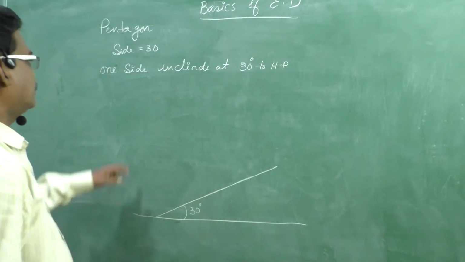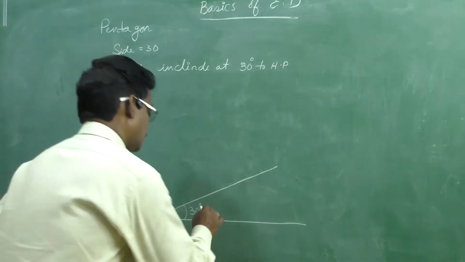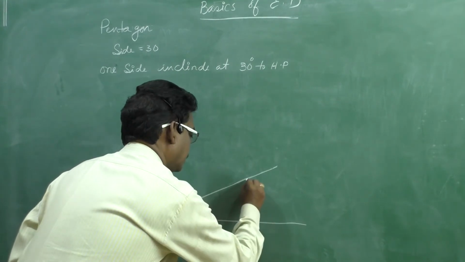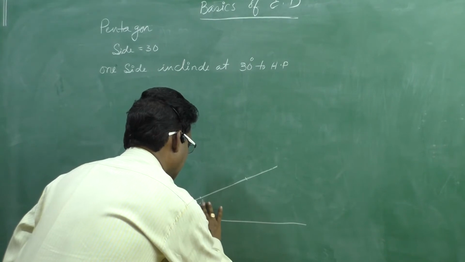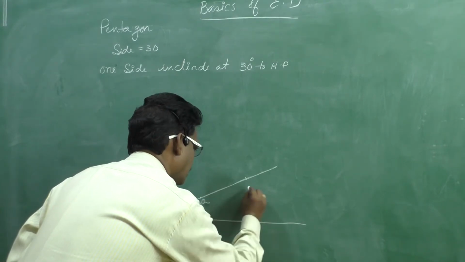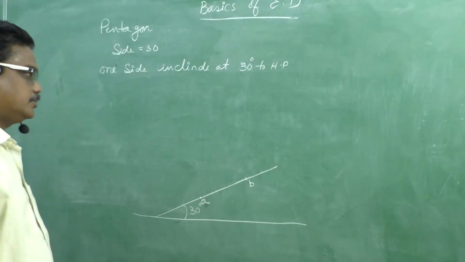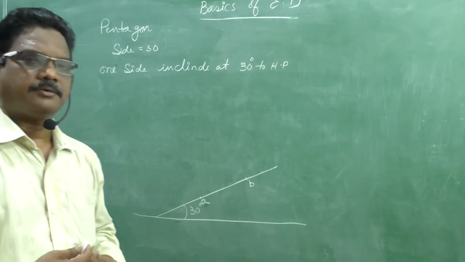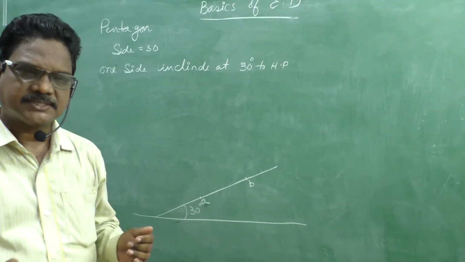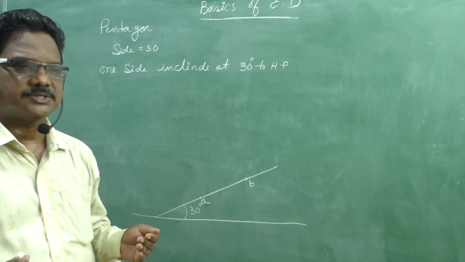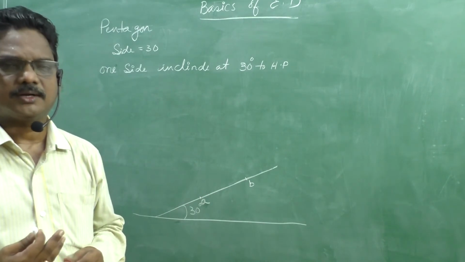Right. Now the pentagon side is equal to 30 mm. Mark 30 mm on this line. Let it be 30 mm, and this is AB. Okay. Now the included angle of a pentagon, or the angle in between two adjacent sides of a pentagon, is equal to 108 degrees.